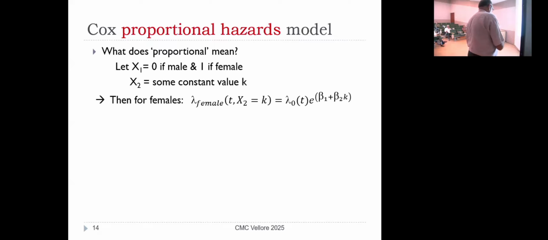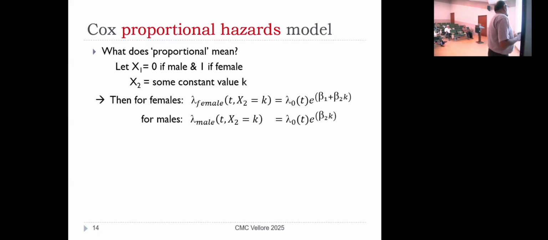And for males, x1 is equal to 0. And x2, now we still have k. So that's lambda naught t, e to the beta 1 x1 plus beta 2 x2. This is 0, so this is gone. Right? So we just have that. That's what I have over there.